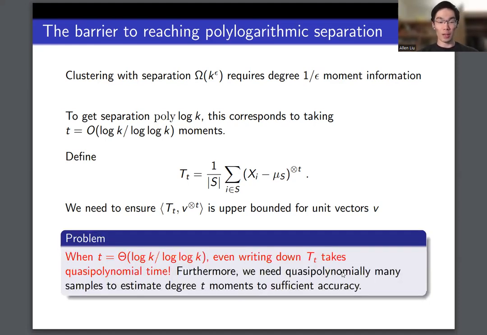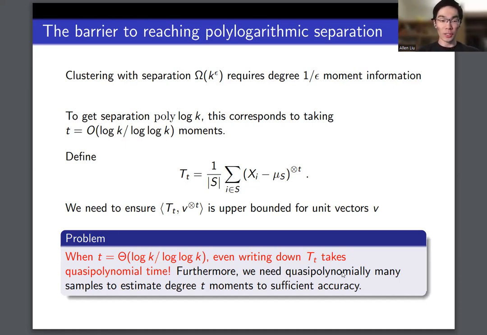However, there are tons of issues with everything I've said so far when we want to break this quasi-polynomial time barrier. In particular, even writing down this tensor T takes quasi-polynomial time because it has quasi-polynomially many entries. Furthermore, when we're trying to estimate the entries of this tensor, we're using degree t information, and any natural or straightforward analysis will also require a quasi-polynomial number of samples to estimate the entries sufficiently accurately.